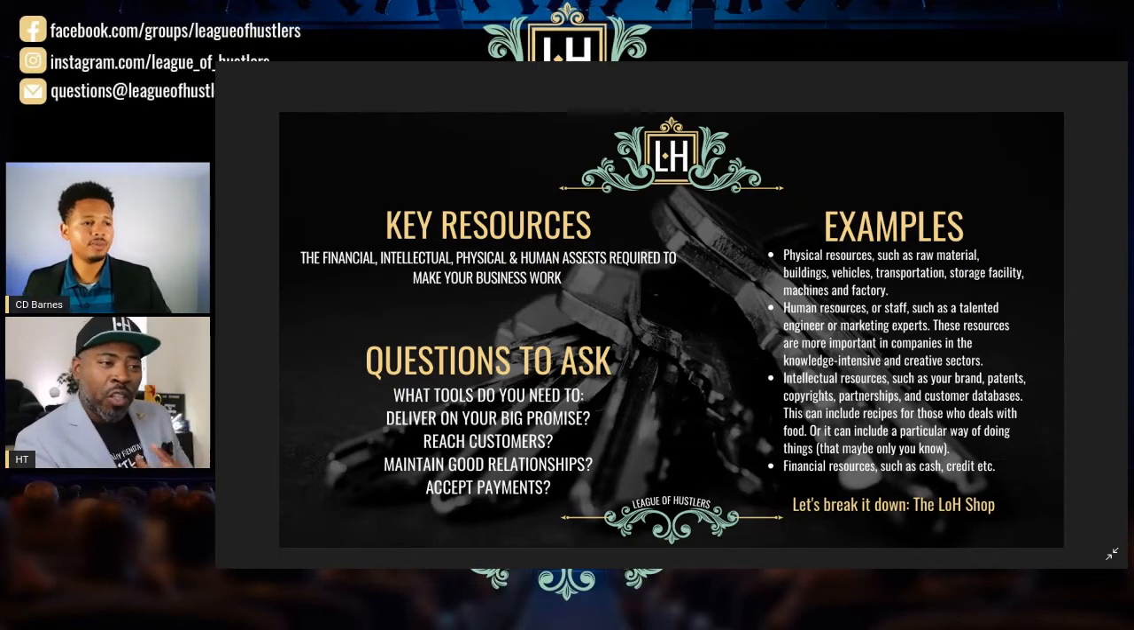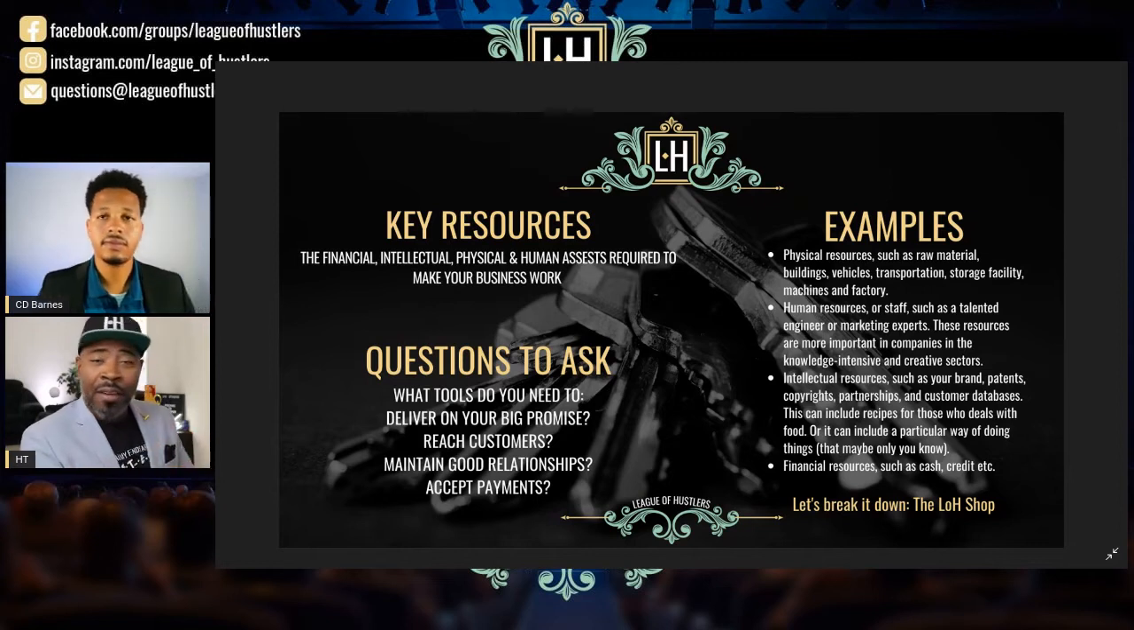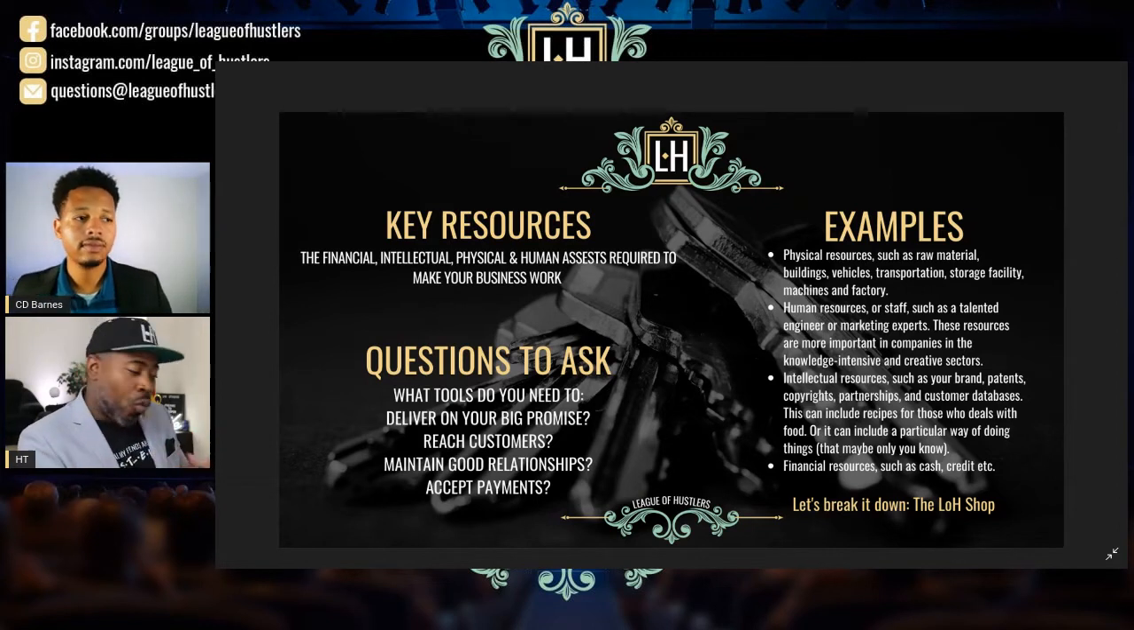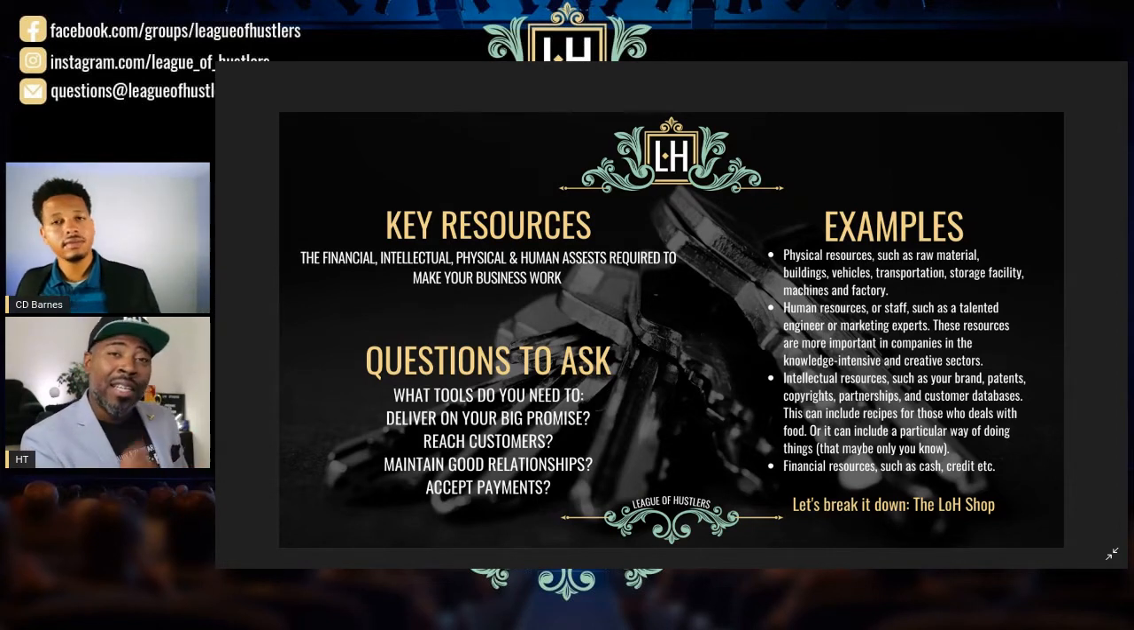Okay, so first question, what tools do you need to deliver on your big promise? Key question. What's the big promise? The big promise is that value proposition. So what tools do you need to deliver on that?